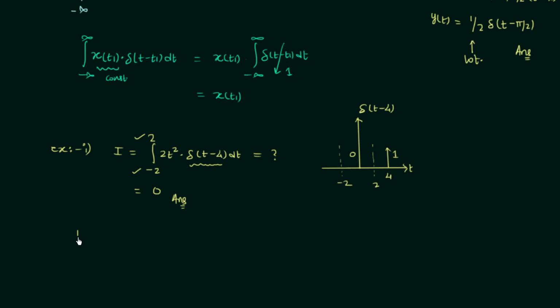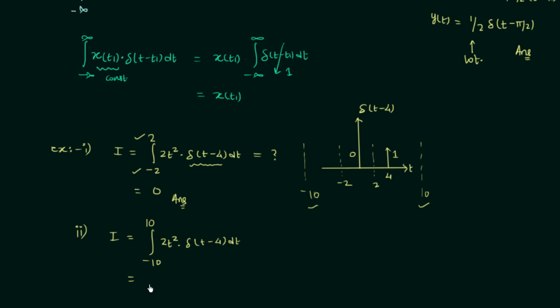Now let's solve the second problem. In the second problem, the integration is equal to integration from minus 10 to 10, and the signal xt is 2t square again, and the impulse is delta t minus 4. So we have the same integration as the first problem, but there is a difference in the upper and lower limits. Here we have minus 10 to 10. So when you have the limits here minus 10 to 10, you can see the impulse is included in this range. Now we can easily have our answer.